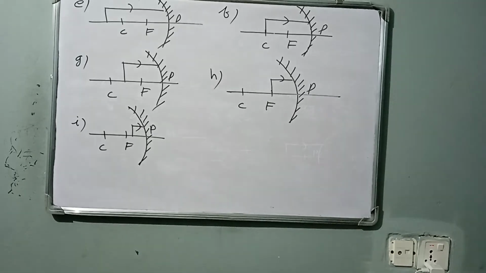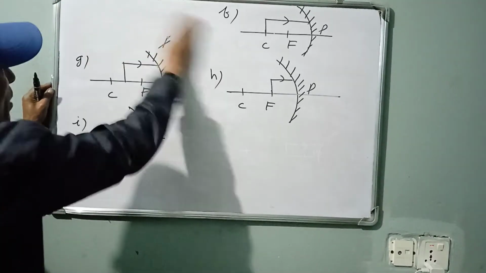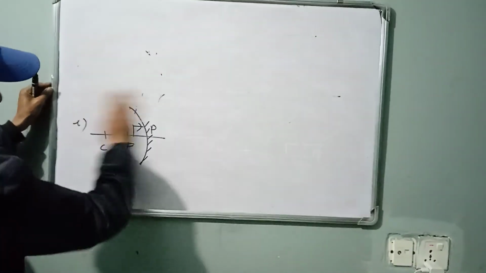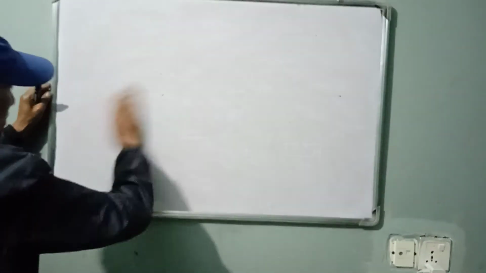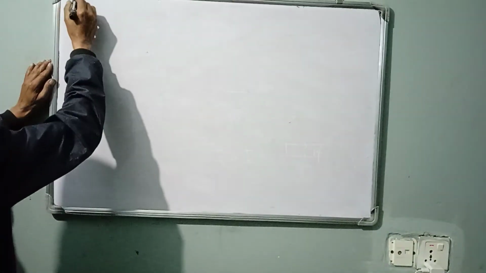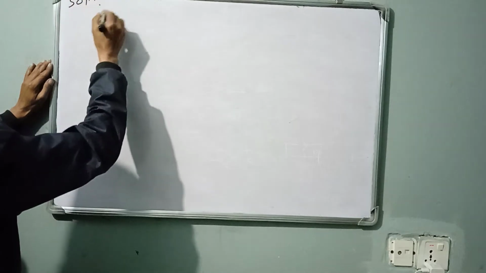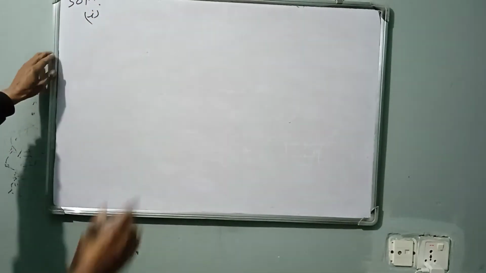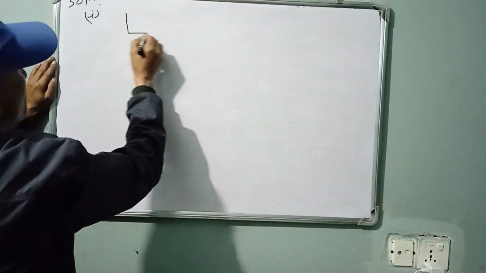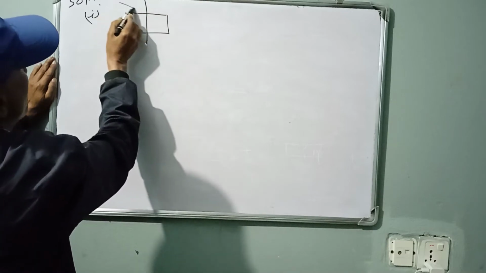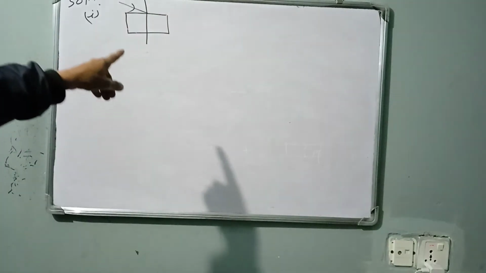I think you can do it, but for the sake of convenience, I am solving one by one. Answer. They are the questions, okay? But solution of the answer one by one. Question number I. The first question is this. Incomplete diagram. This diagram is not complete.